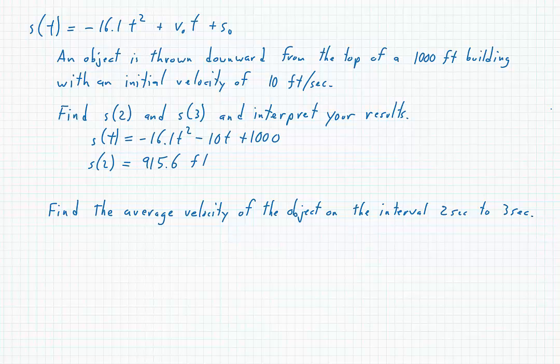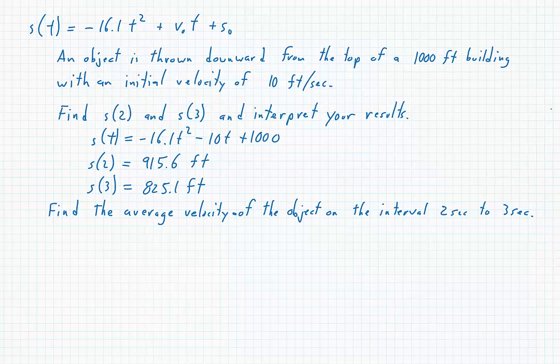That's going to be in feet. We're in English units. That's what the 16.1 tells us. We can also see that we have 1,000 feet and 10 feet per second. For the second part, we're going to do the same thing, just simply with s of 3. So we're going to have negative 16.1 times 3 squared. We're going to subtract 10 times 3, and we're going to add 1,000 to that. And we get 825.1 feet.